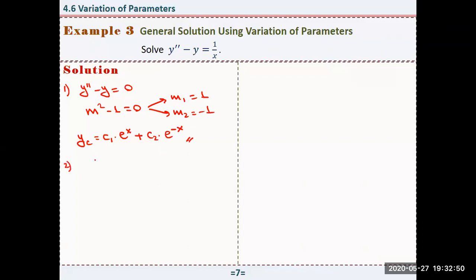And the second step, we are going to find the particular solution to this differential equation. And we are looking for the particular solution in this form. We assume that it is something like this: u sub 1 of x times y sub 1 of x plus u sub 2 of x times y sub 2 of x. So this y sub 1, y sub 2, we know this, right? So here, if we can find this u sub 1 and u sub 2, then we can write the general solution to this differential equation.